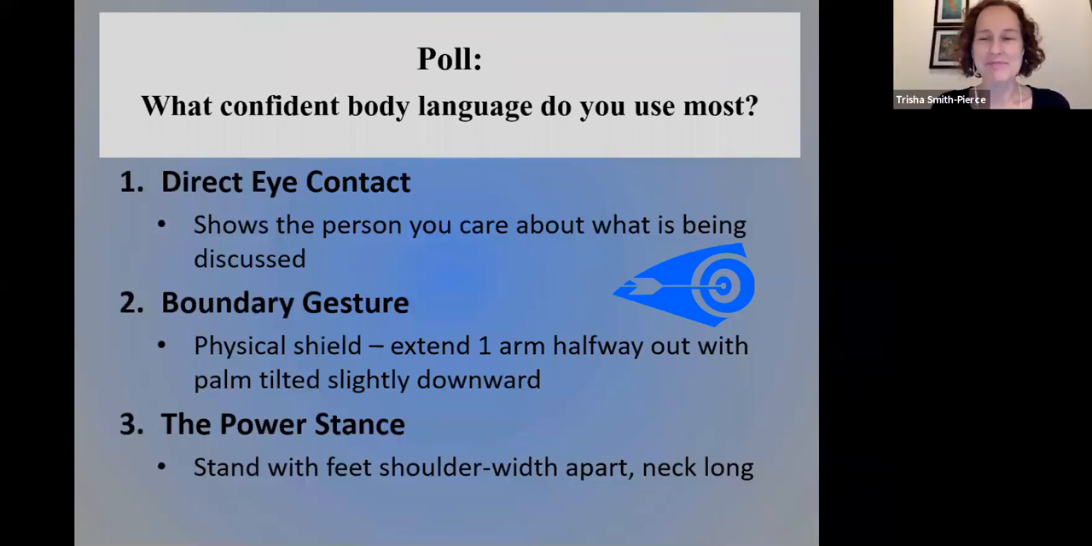Number one. Yeah. What was said. So let's see, direct eye contact. Wow, that is what most people use, is number one. Let's see, we'll give it a few more minutes here.